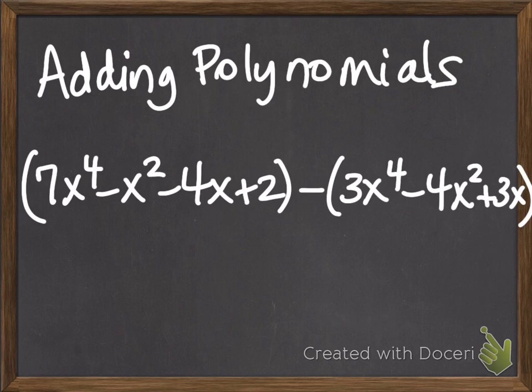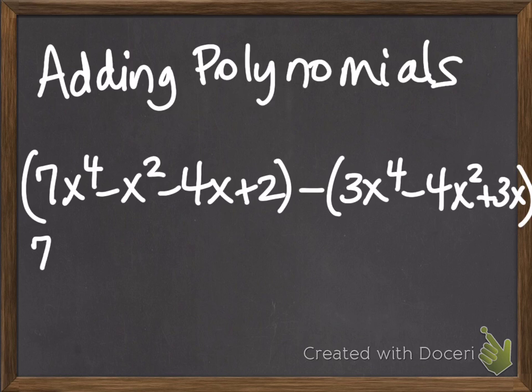And to add polynomials, this is something you should have done probably extensively at the Algebra 1 level, you just need to add together the like terms. And when you're adding those like terms, we don't touch the exponents. We just add together their coefficients.